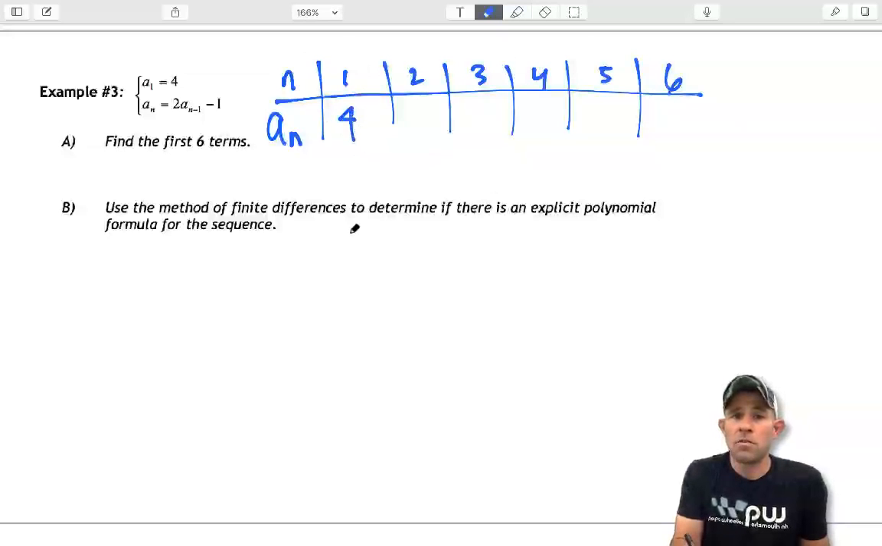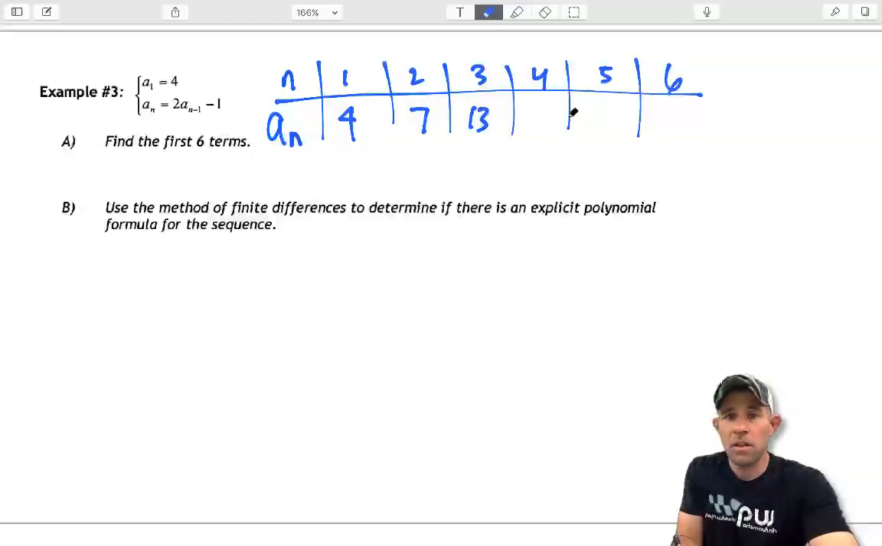Our first term here is 4. Well, our second term can be found by doubling 4 and subtracting 1, so that should give me 7. Now I'm just going to use my notes here to fill in the remaining amounts. 13, 25, 49, and 97.